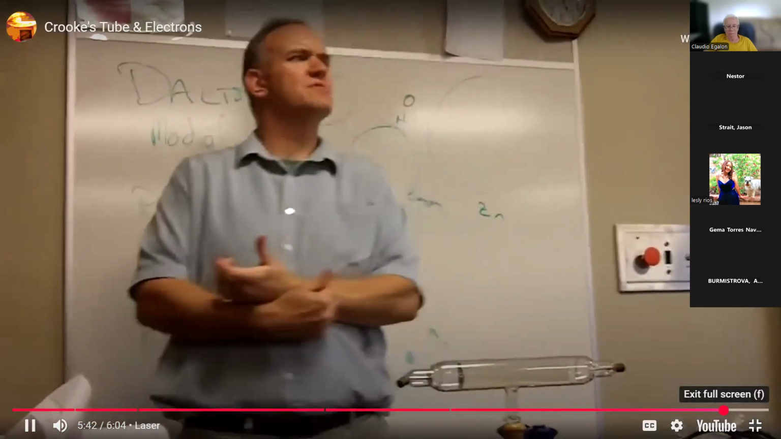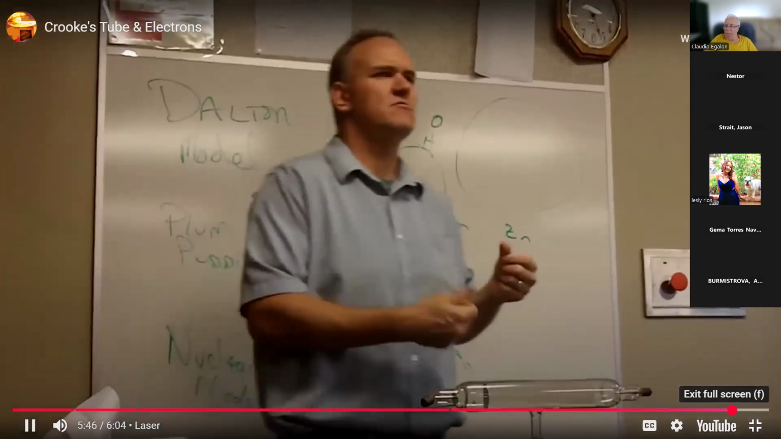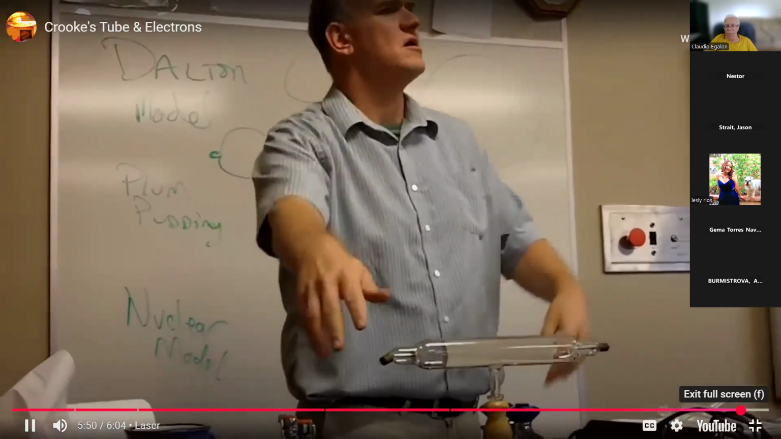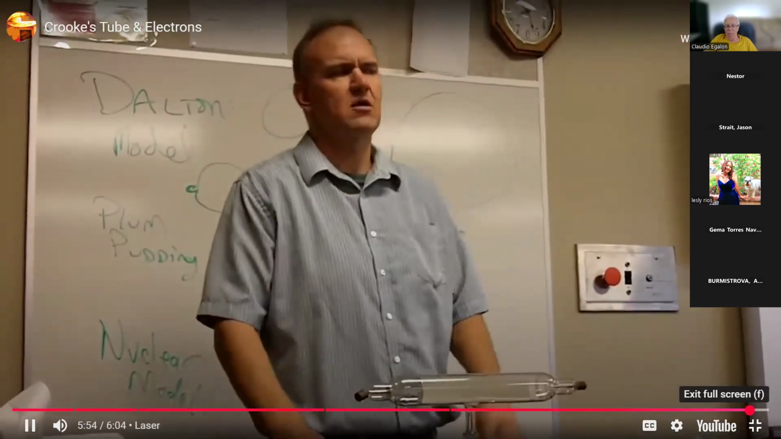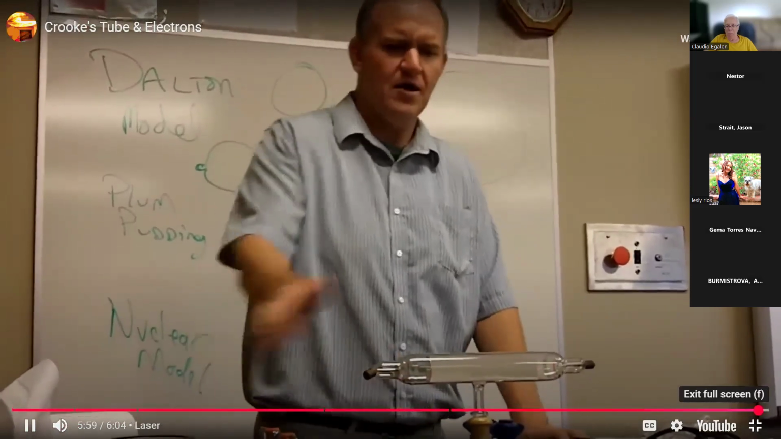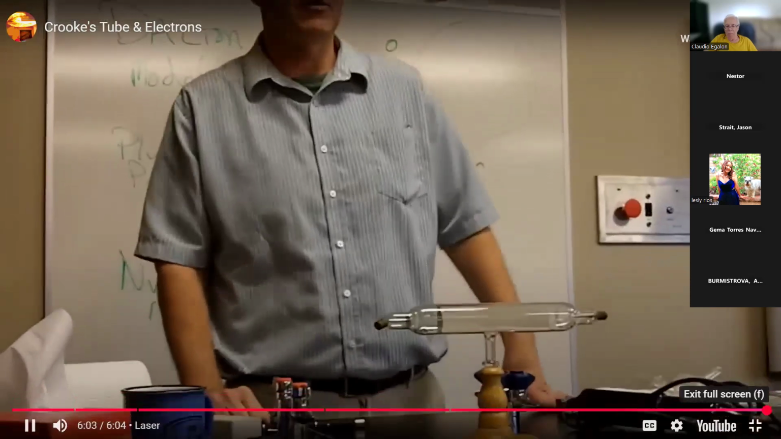And J.J. Thomson is a scientist on our paper that we researched. This is what he discovered. He discovered that these things, the atoms, had these charges inside them called electrons. Those are actually electrons going across there. And J.J. Thomson discovered them.